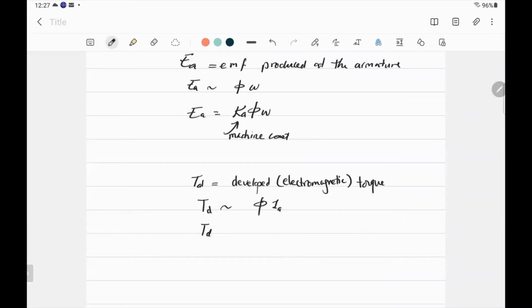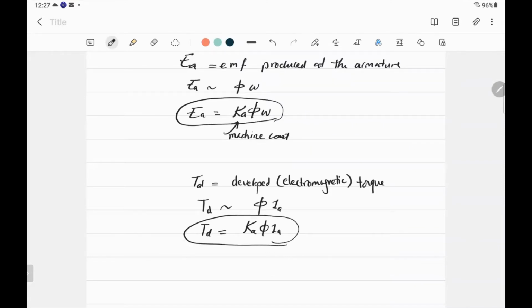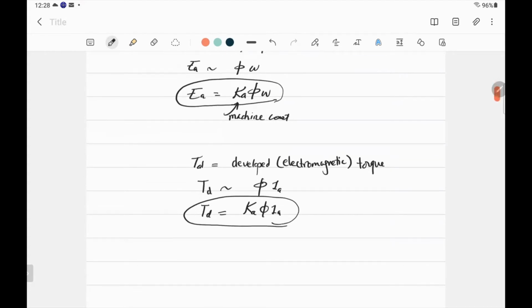So this torque is equal to a constant. And if you are using omega instead of n, and you are using the same thing here, both constants are numerically the same value if you keep it like that. And again, Ka is the same, so it depends on the number of conductors and the number of poles.